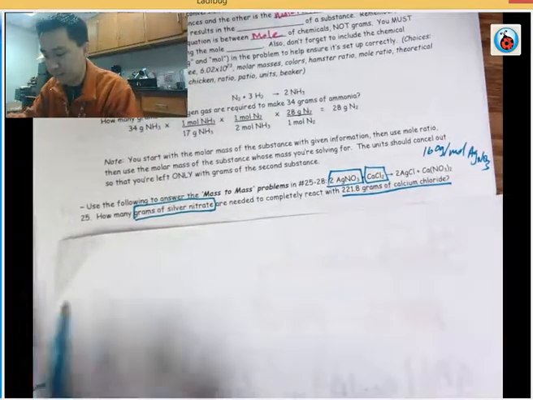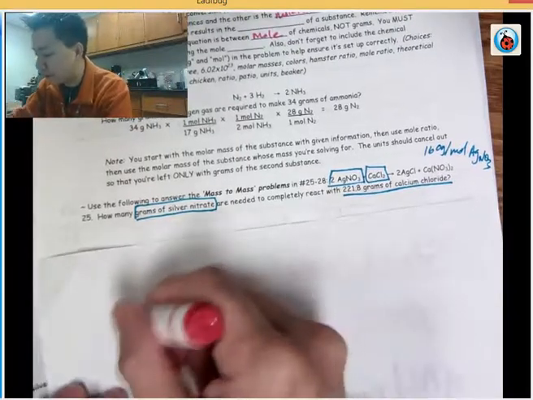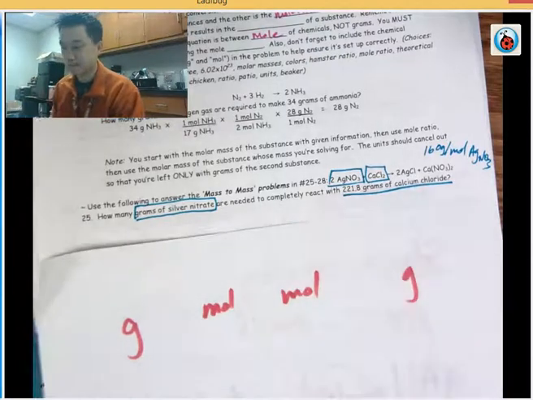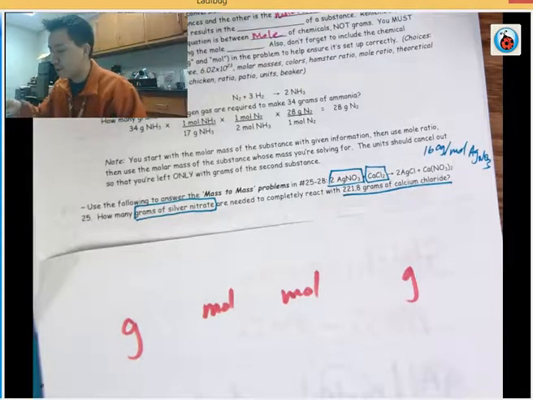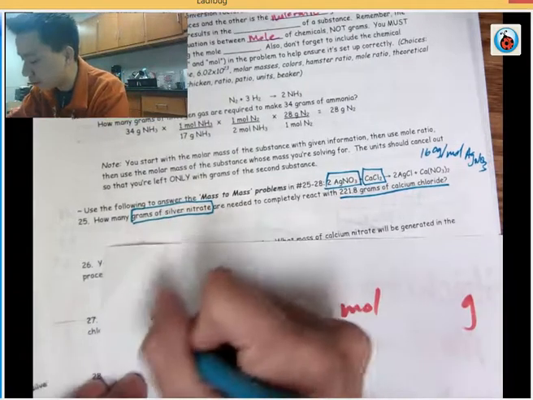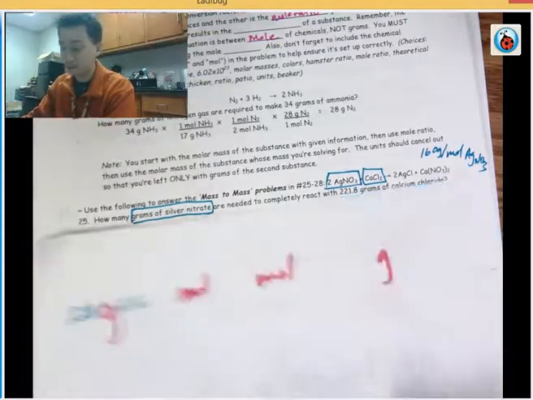22 grams, 22, oh, that's a big number. I'm not going to try to say that big number. Okay, so here's the pattern. Remember, grams, just write down grams, mole, grams. All right. So we start with 221.8 grams of CaCl2. Okay.